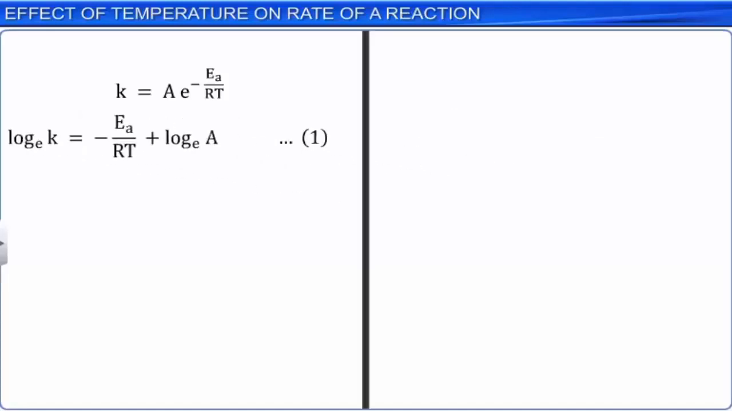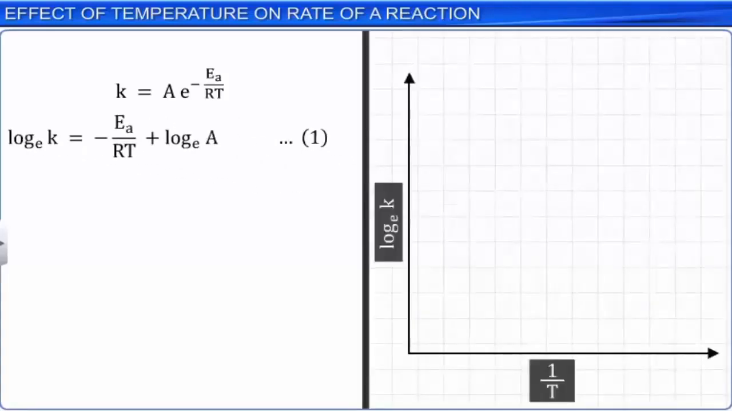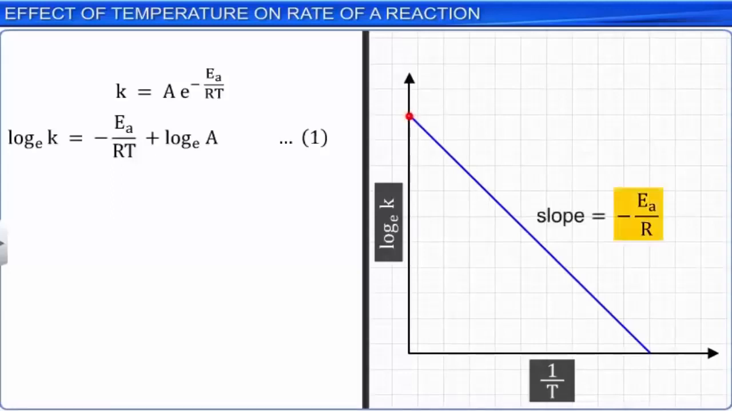If we plot log to the base e of k versus 1 by T on a graph, we get a straight line with slope minus EA by R, and the y-intercept as log to the base e of A. From the graph, we can see that as the temperature increases, the rate constant increases exponentially, and the activation energy decreases. As a result, the rate of reaction increases.